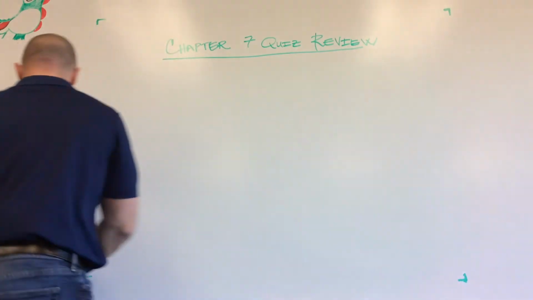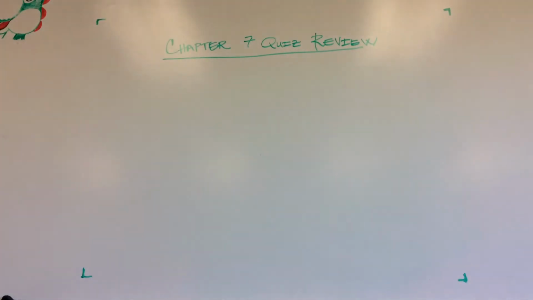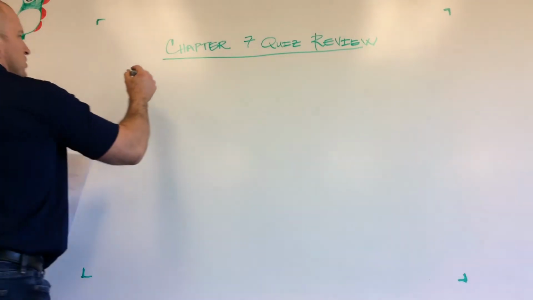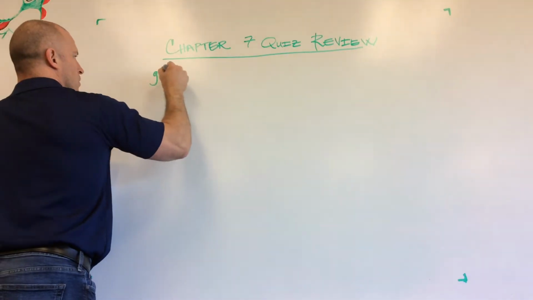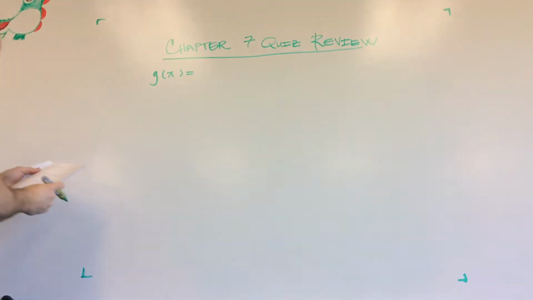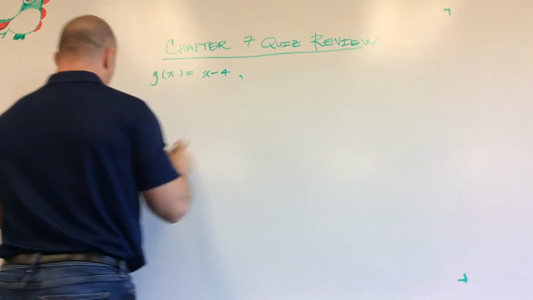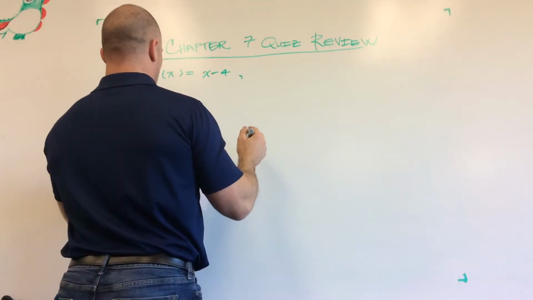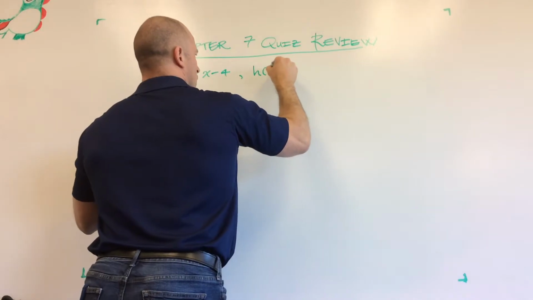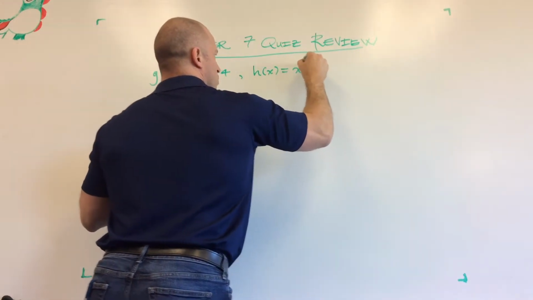All right, the next section of the quiz asks us to start dealing with operations of functions. We're going to add functions together, we're going to multiply functions, and we're going to take the composition of functions. So for 18 through 21, we're going to use the following two definitions. g of x equals x minus 4, and h of x equals x squared.